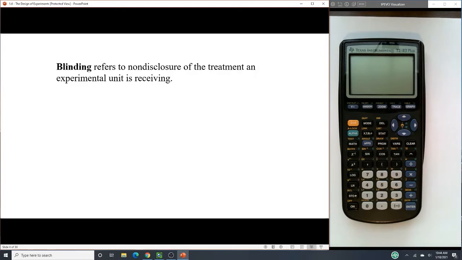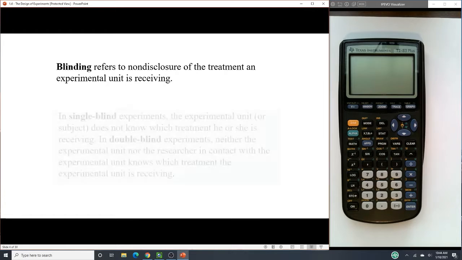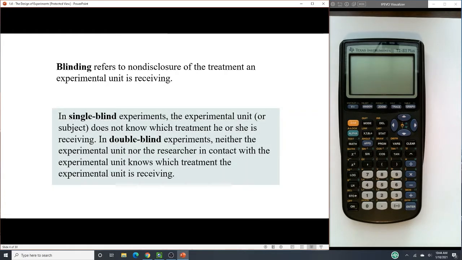Blinding, this refers to non-disclosure of a treatment in an experiment. So we have a couple of different types of blinding. We have a single blind, and that's where the person or thing that is receiving the treatment doesn't know whether it's an actual treatment or a placebo. So they don't know what they're getting, they just know that they're receiving something.